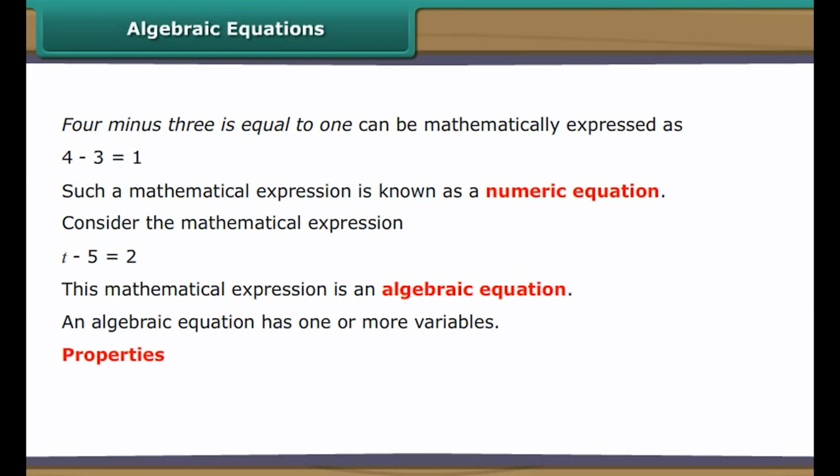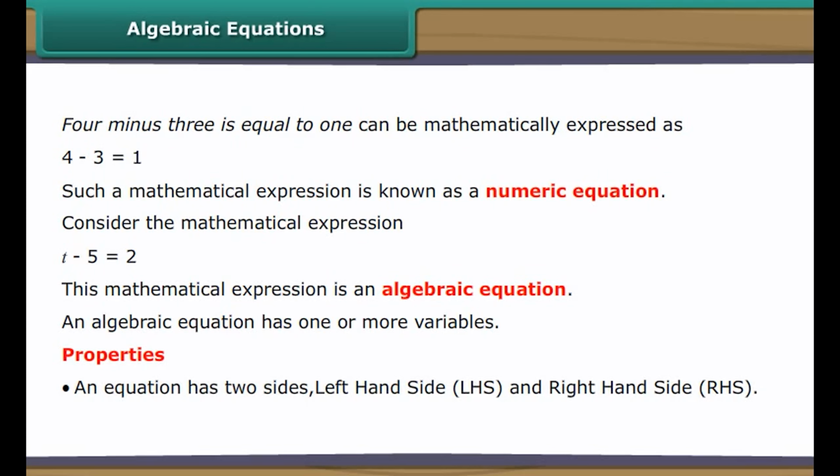Let us now look at two properties of equations. 1. An equation has two sides, left-hand side or LHS and right-hand side or RHS. 2. An equal to sign that equates the LHS with the RHS.